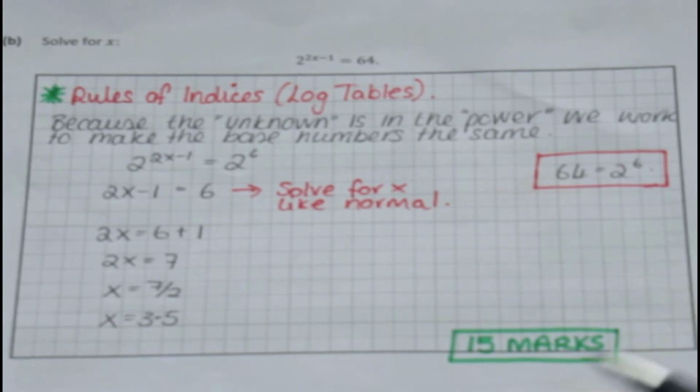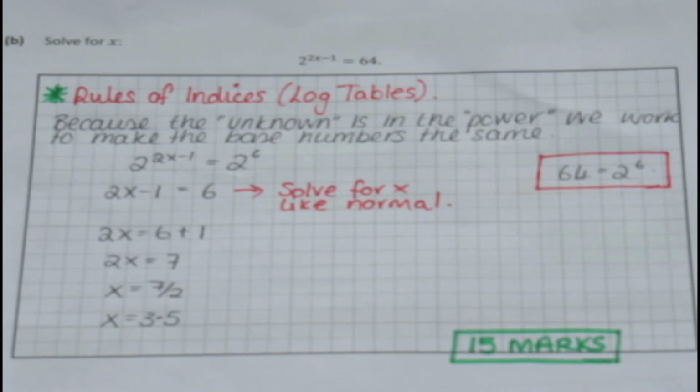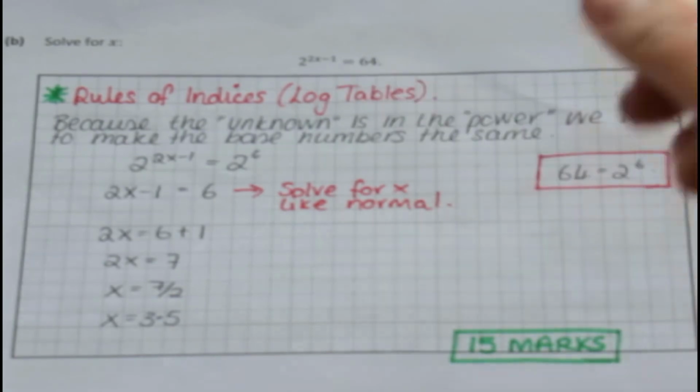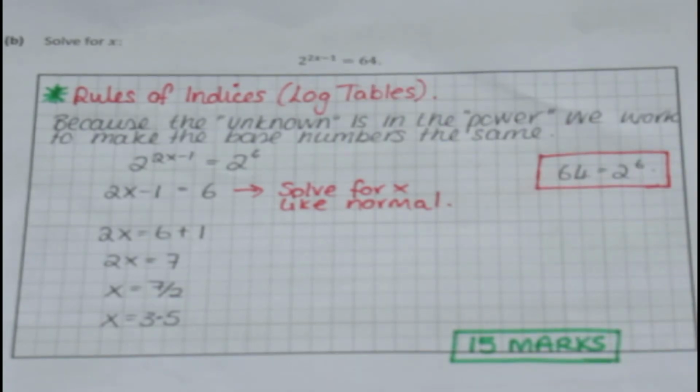This was worth 15 marks, which is quite generous, I think, for this question. Again, you need to be familiar with solving equations that involves indices. So remember, get the base the same, bring it down and solve it like normal. That is question 6 from the 2019 Leaving Cert Ordinary Level Paper 1.